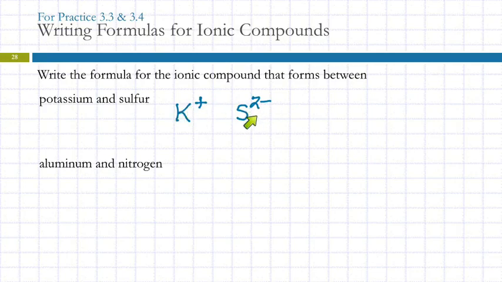If we have one of each of these, their charges will not add to 0, right? So what we need is another potassium ion. If we had 2 potassium ions, then our total positive charge is +2. With one of these, -2, they'll add up to 0. So the formula for this compound is K2S.